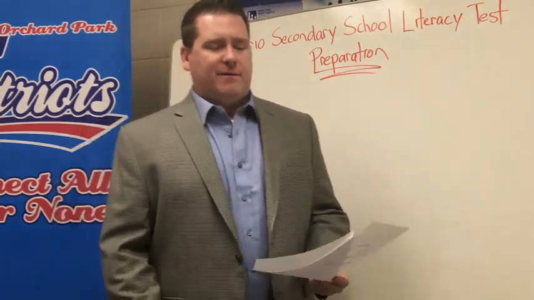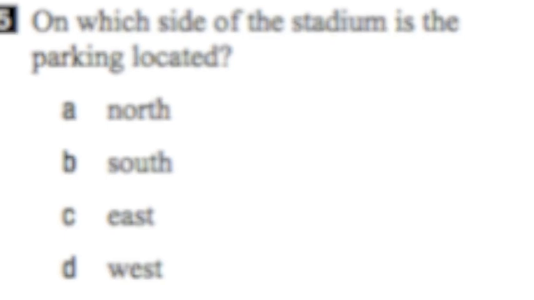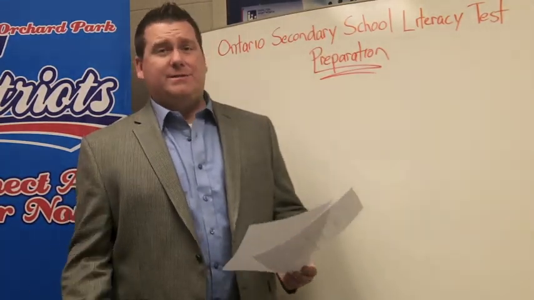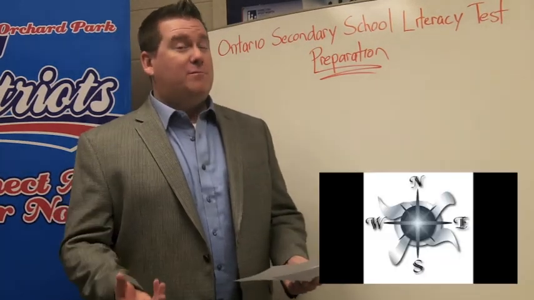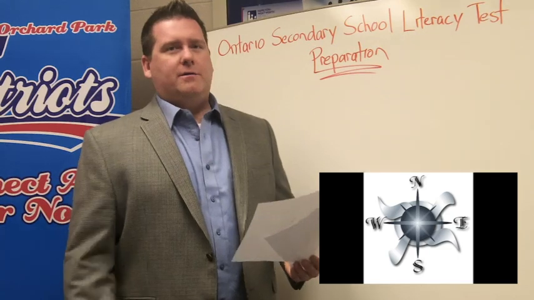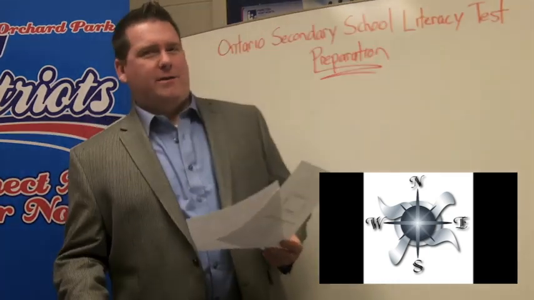Let's look ahead to number 5. Number 5 says, on which side of the stadium is the parking located? This is one of those things that actually requires prior knowledge. The correct answer is D, it's west. You're going to know that if you actually understand how a compass works, where north is at the top and south would be at the bottom, west is left, east is right.